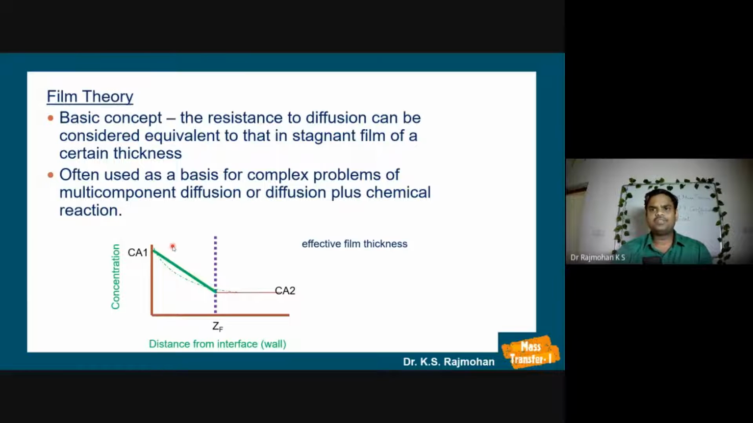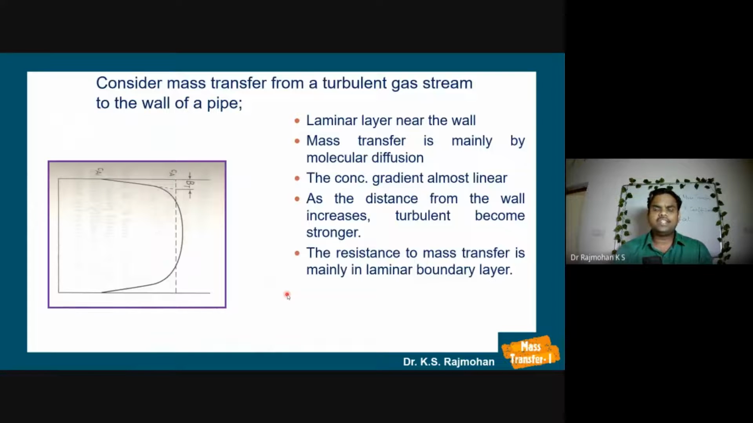As this green line shows, instead of the actual plot of change in concentration with distance, we assume that across this film there is a change in concentration from Ca1 to Ca2, and the profile is linear. Beyond this line we have a uniform concentration of Ca2. If you recall fluid mechanics, where velocity gradient diagrams are drawn, similar to that we can draw a concentration gradient also.